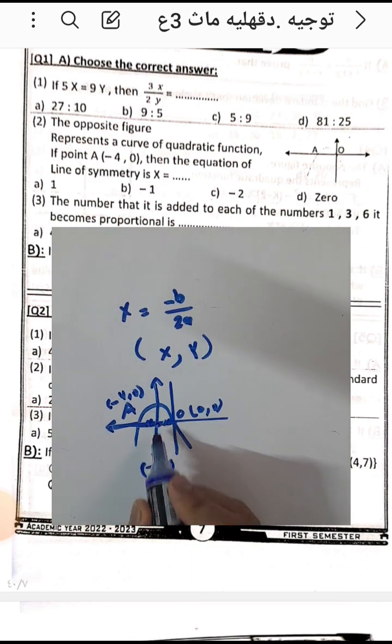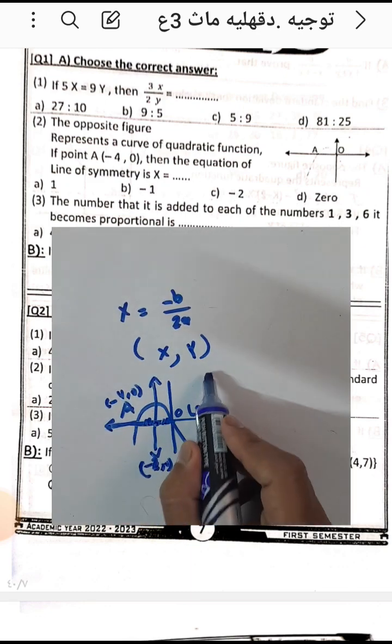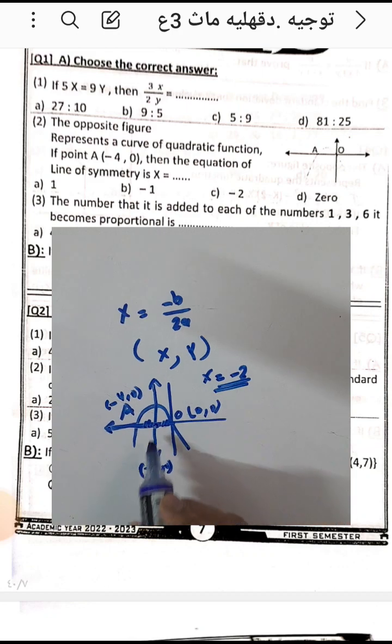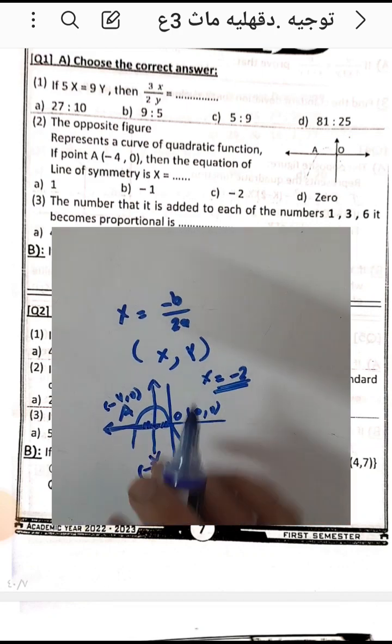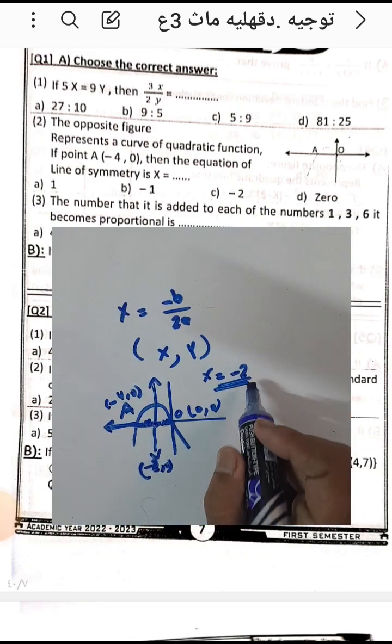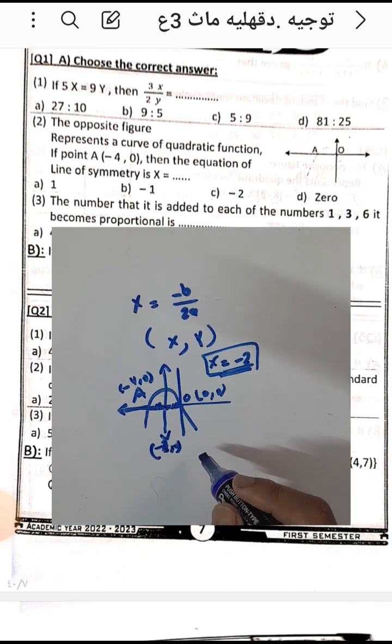This point is -2 and 0. Then x here will be -2. It's the equation of line symmetry here, x equals -2. Choose letter C.